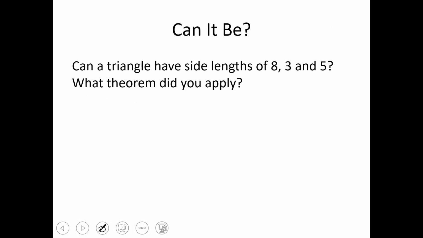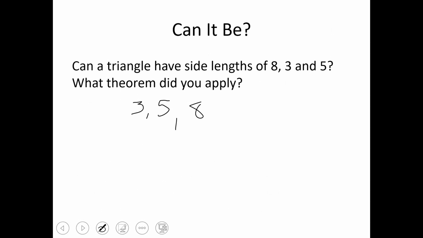So a very simple example. Could a triangle have side lengths of 8, 3, and 5? Well, it should be fairly obvious immediately, but let's do what we said. Order them from least to greatest, so that'll be 3, 5, 8. Then ask whether the sum of the first two is greater than the third, not merely equal to or greater than, but strictly greater than. And the answer is no. 3 plus 5 equals 8. It's not greater than 8, so there can be no triangle.